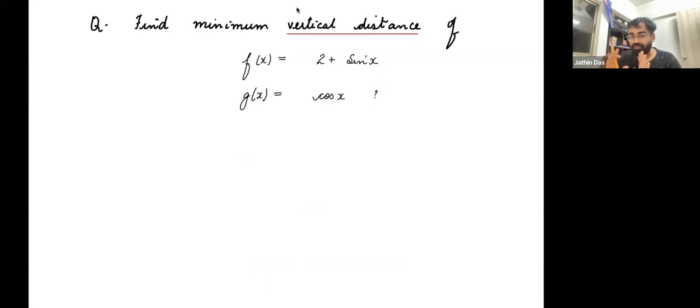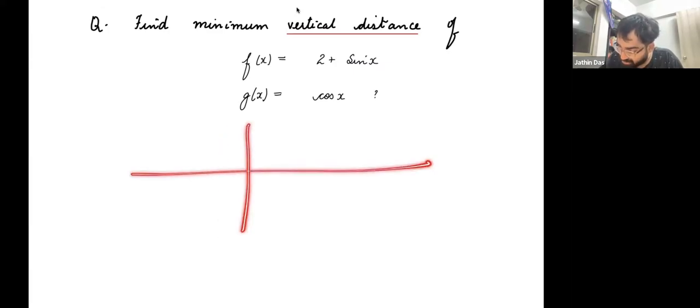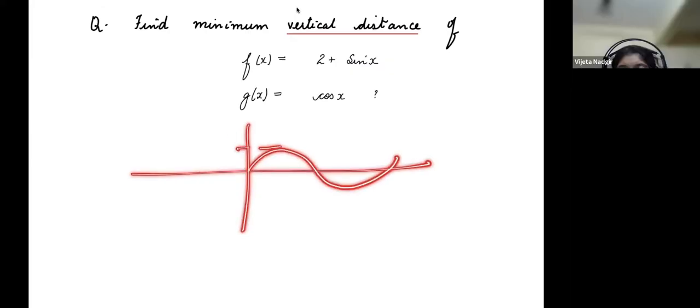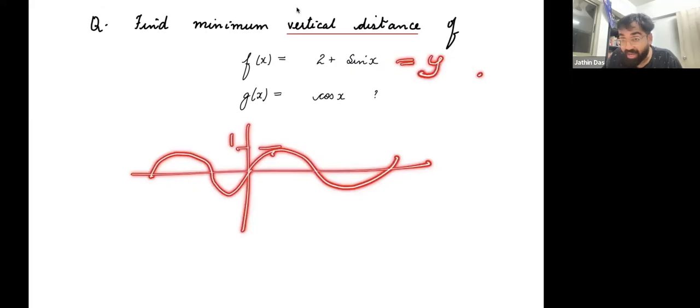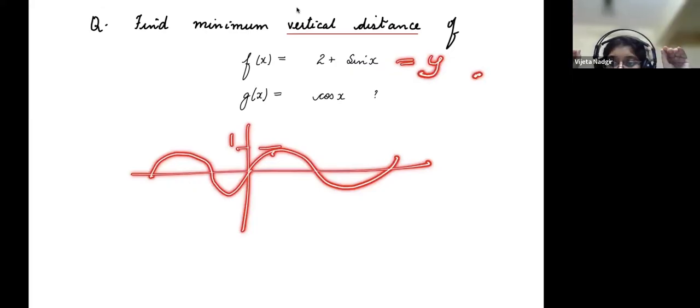Find the minimum. So this, you listen first. Find the minimum vertical distance between two functions, cos x and 2 plus sin x. What is the meaning of 2 plus sin x? I'll show you that. I've already drawn it. So sin x is like this. This is 1, this is plus 2. Y is equal to 2 plus sin x, correct? It will move up.